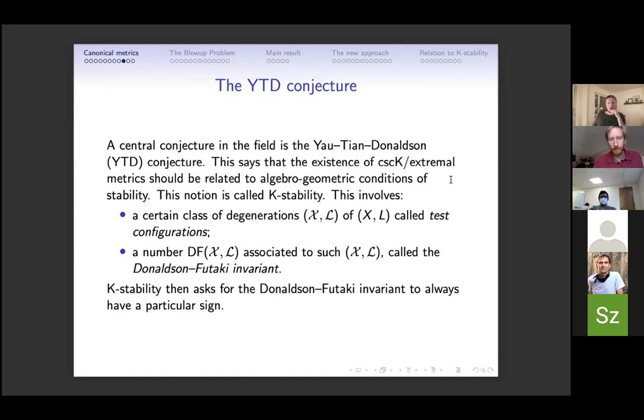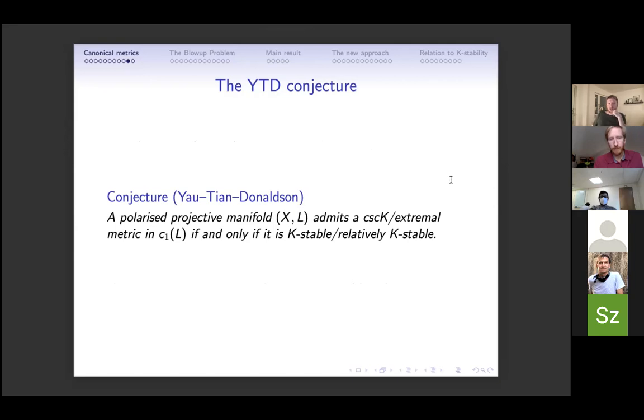So that's what's involved in this algebro-geometric notion. And the conjecture is then that a polarized projective manifold admits a cscK or extremal metric in the first Chern class of L, if and only if it's K-stable in the cscK case, or relatively K-stable in the extremal case. And there are variants of this when you're not in the projective setting and so on, but maybe I'll just be happy with this now. And the bottom line is that it should be captured somehow algebro-geometrically, even though the question itself is solving a PDE for a metric. And this has had a huge history of study.